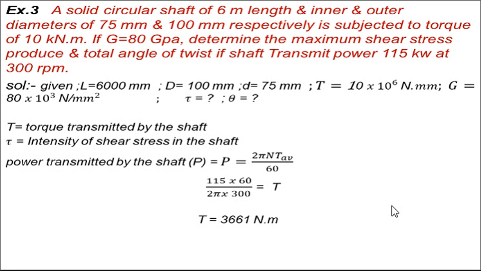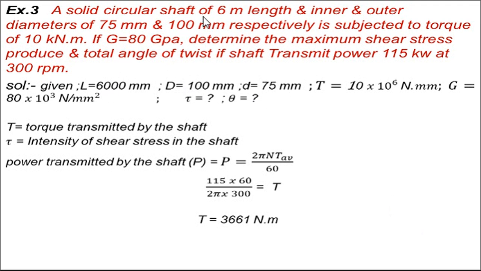So in this problem, our objective is to determine the maximum shear stress produced in the shaft and how much angle of twist after application of the torsional moment in the shaft. That angle of twist is theta and maximum shear stress is tau that we have to determine. The problem says solid circular shaft, but there are two diameters given, so it is a hollow circular shaft. Capital D, the outer diameter, is 100 mm and the inner diameter is 75 mm.